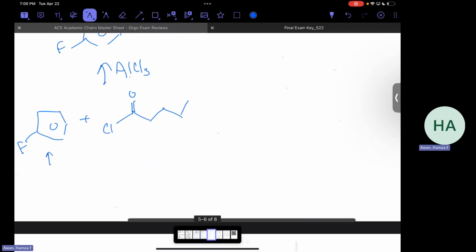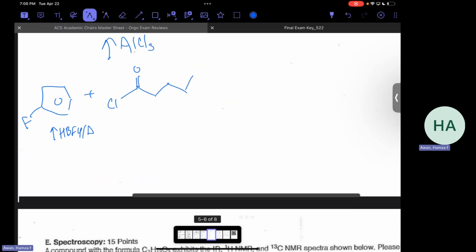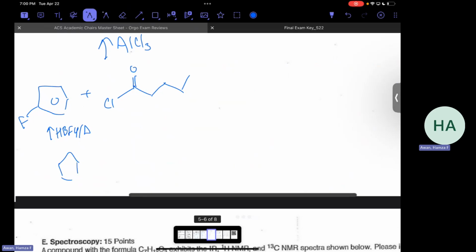I'll start on the left side. So the first step we could do here, so normally we don't have a reaction to get the fluorine directly onto the benzene ring, right? So what we have to do is create a diazonium salt. So the way we can do that is we can use HBF4 and heat. And that creates our diazonium salt exactly where that fluorine was, and BF4 minus, Cl plus, right?